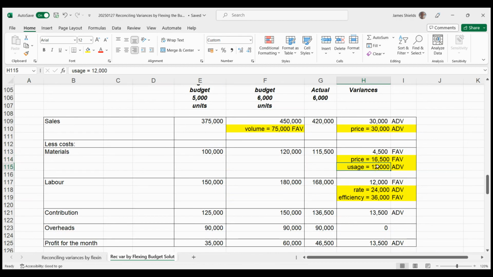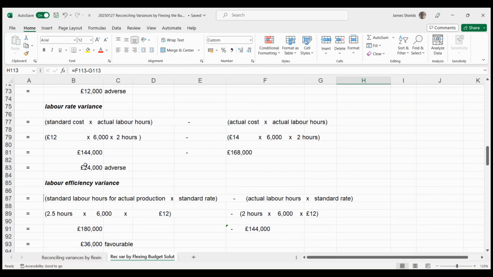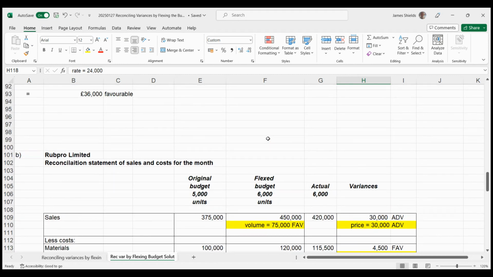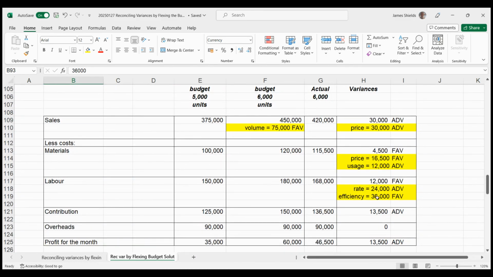You'll notice that the 4,500 favourable is a combination of the price variance and the usage variance of material. So 16,500 favourable and 12,000 adverse gives a net of 4,500 favourable. Likewise with labour: the labour rate variance was 24,000 adverse, and labour efficiency was 36,000 favourable. Combine them together, 36,000 favourable and 24,000 adverse gives us the 12,000 favourable.